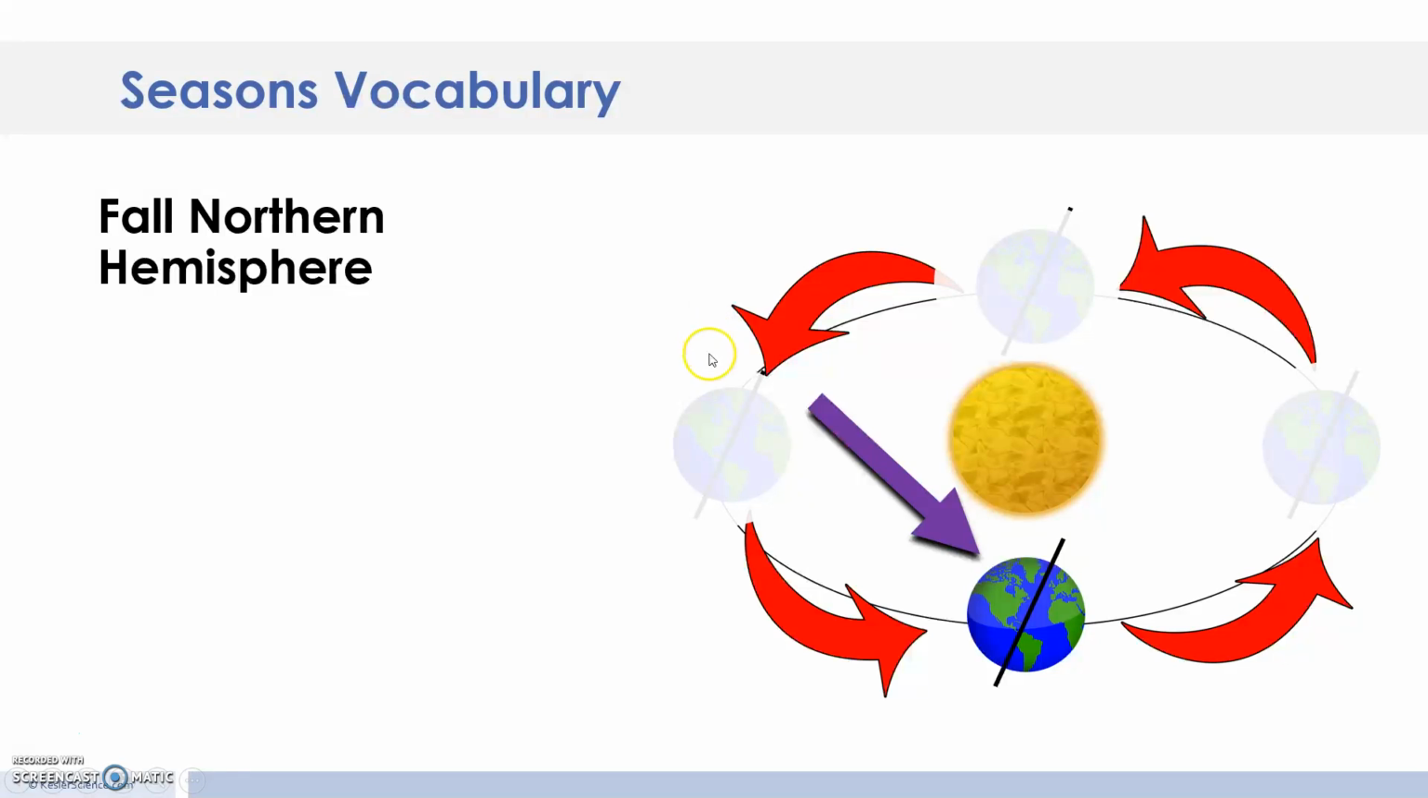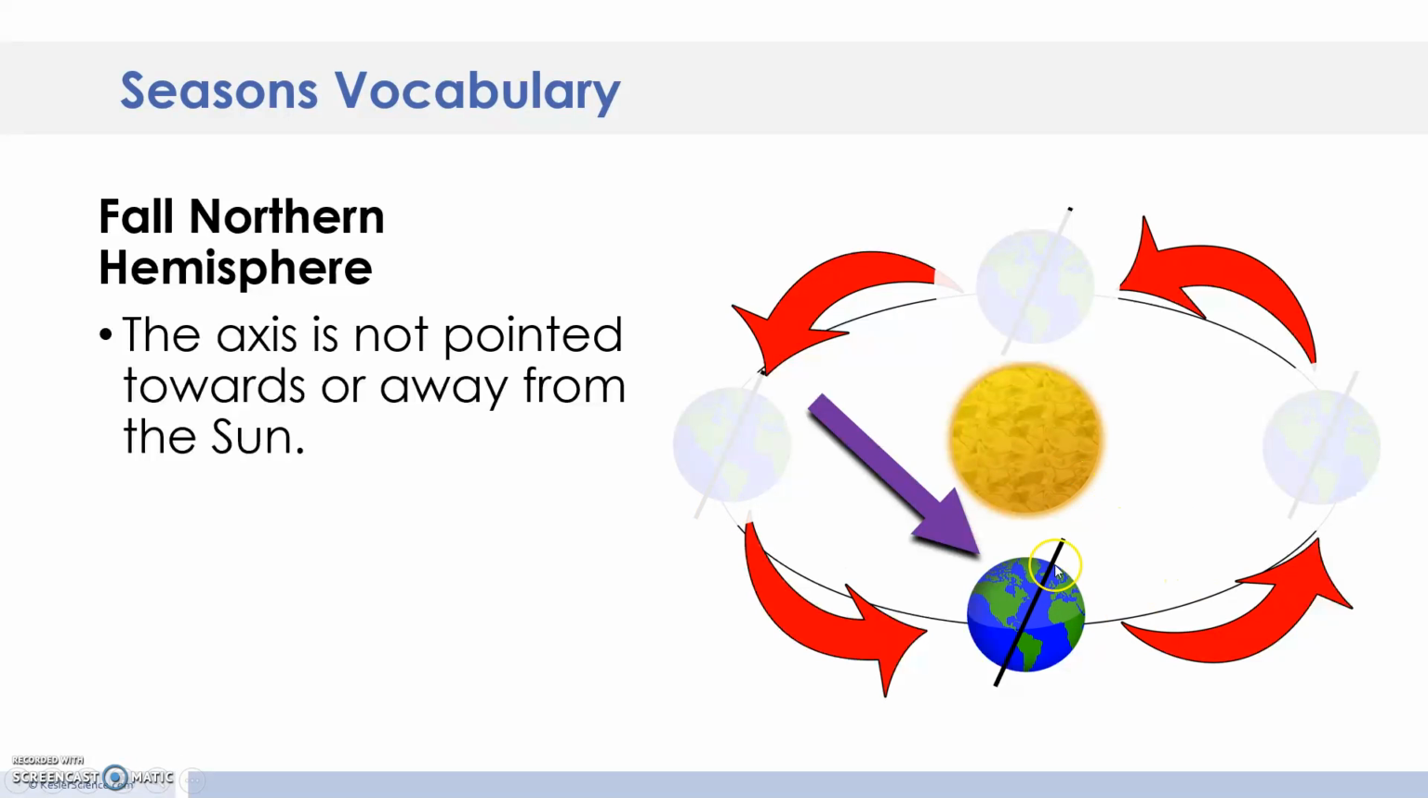So then as the Earth moves through its revolution, as the months pass, we start to get to a point where we're over here in our orbit, where it's fall in the northern hemisphere. So we're focusing on the northern hemisphere because that's where we live. So whatever it is in the northern hemisphere, it's the opposite in the southern hemisphere.